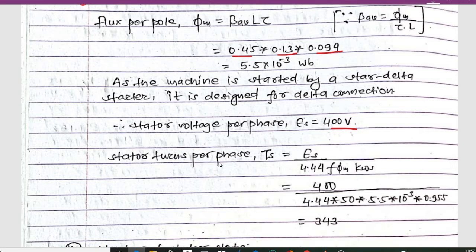Now the stator turns per phase Ts is given as Es upon 4.44 into f into phi m into kws. So Es is 400 upon 4.44 into f which is 50 and phi m is 5.5 into 10 to the minus 3, and similarly kws is given as 0.955. We just substitute all the values and get the stator turns per phase as 343.